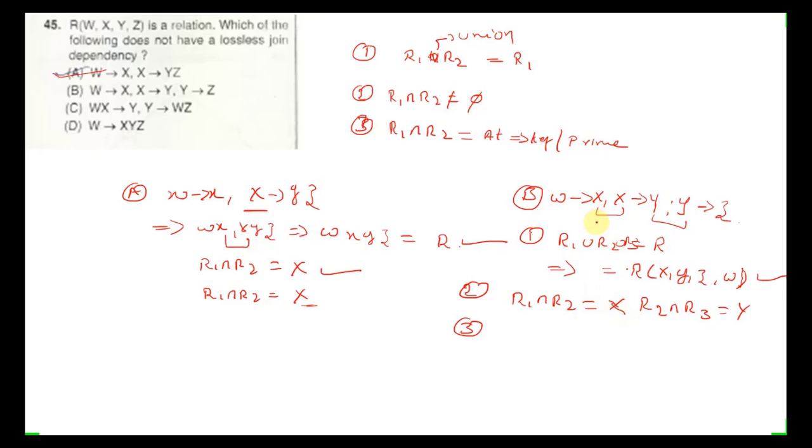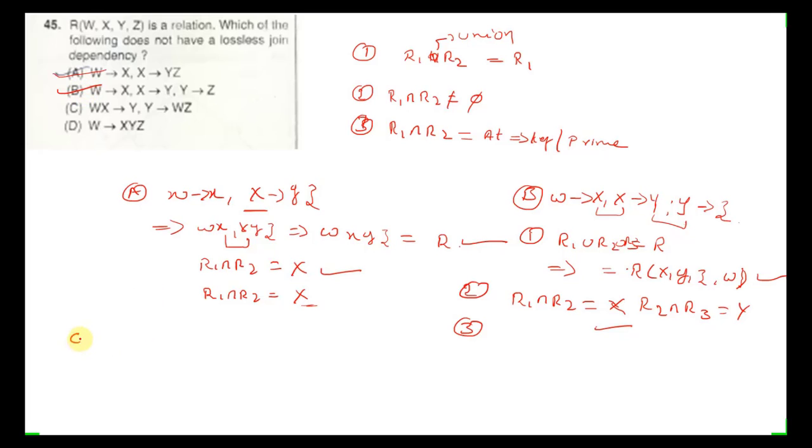Next, if you perform the intersection on R1 and R2, here you get X. Now see that X is a prime attribute here. Yes, X is a prime attribute in relation R2. As well, if you perform the intersection operation on R2 and R3, the answer is Y, and Y is a prime attribute. Yes, Y is a prime attribute in the decomposed relation R3, so B is a lossless join decomposition. We have to find out which is not a lossless join decomposition.